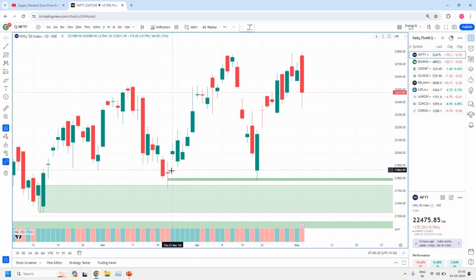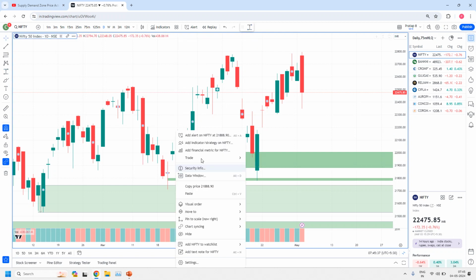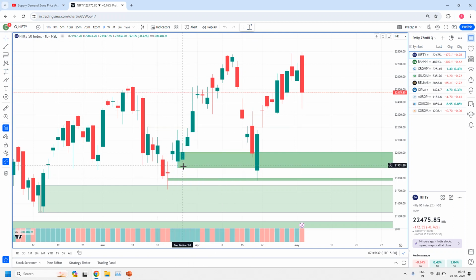Why am I saying zone low? Because you have a leg in, a rally candle, a base candle, and again another rally candle with a gap. Probably a zone will be there, a daily zone here. This could have been our daily demand zone.